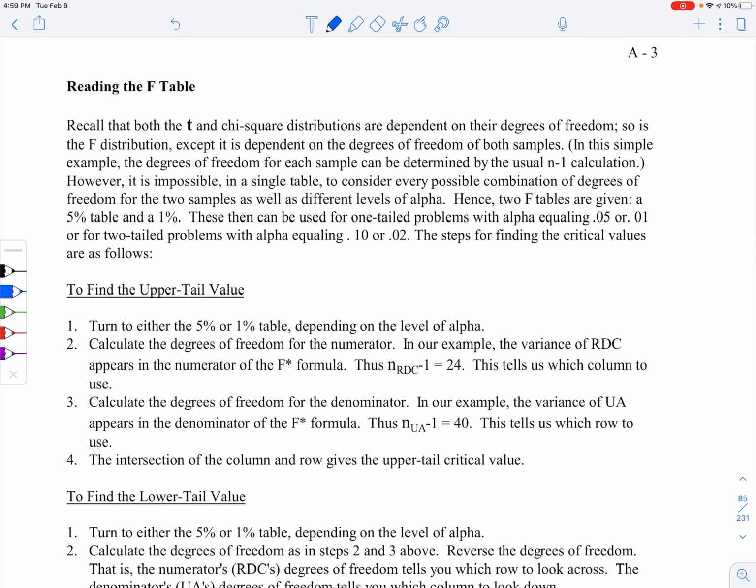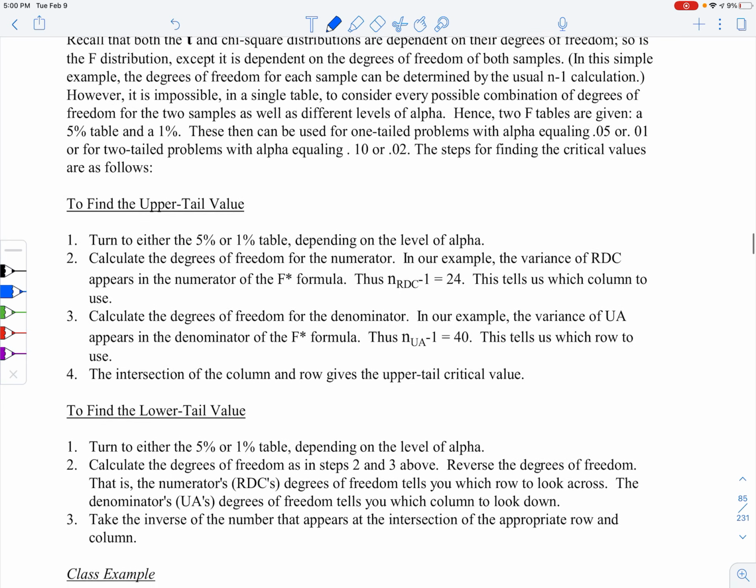So just like at the beginning of Unit V, where we were introduced to the chi-square distribution table, here we're going to be introduced to the F distribution. Sorry, I said chi-square, but the F distribution. So we want to talk about how to read the F table here.